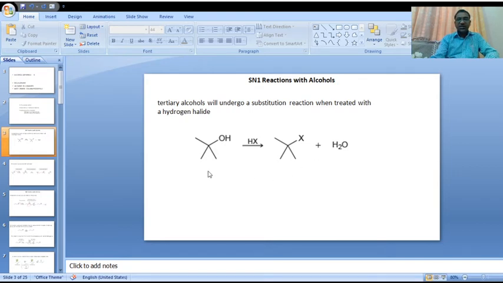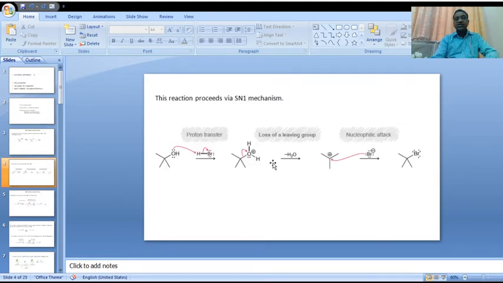This is the clear mechanism of the SN1 reaction. The reaction proceeds by the SN1 mechanism. Is it clear, all of you?